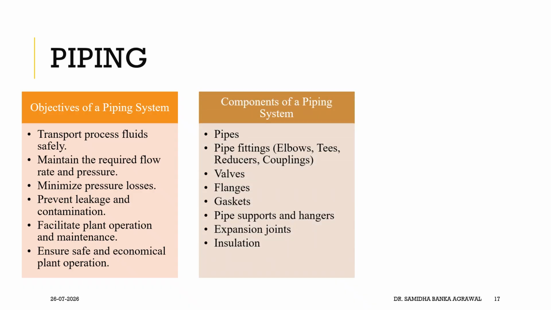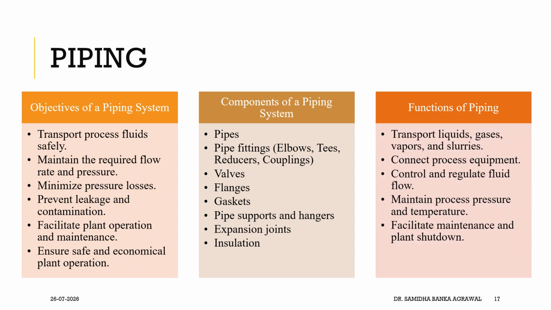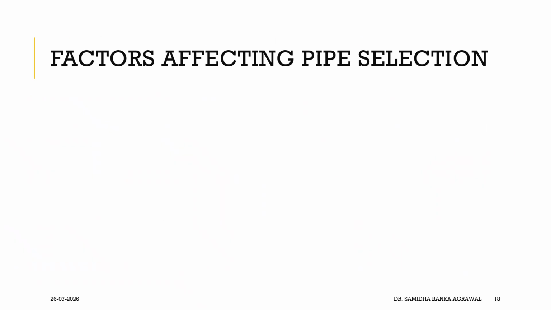Now, components of a piping system. A piping system is not just about pipes. It also includes pipe fittings such as elbows, tees, reducers, couplings, valves, flanges, gaskets, pipe supports and hangers, expansion joints, and insulation. The functions of piping include transportation of liquids, gases, vapors, slurries, etc., connecting process equipment, controlling and regulating flow rate, maintaining process pressure and temperature, and facilitating maintenance and plant shutdown.